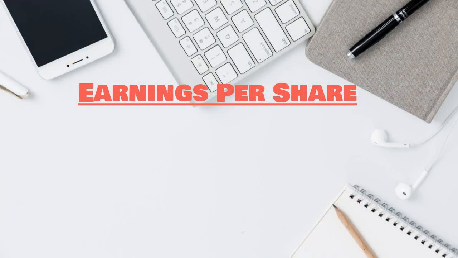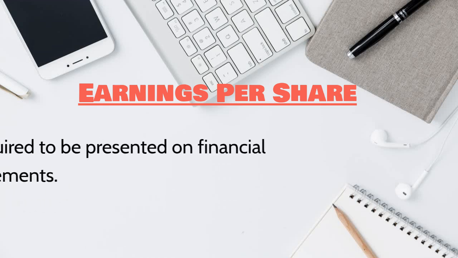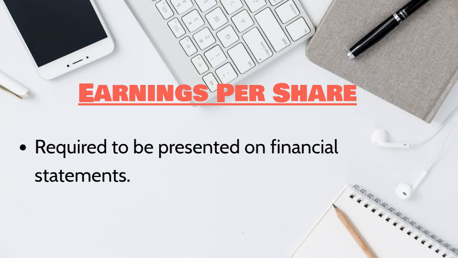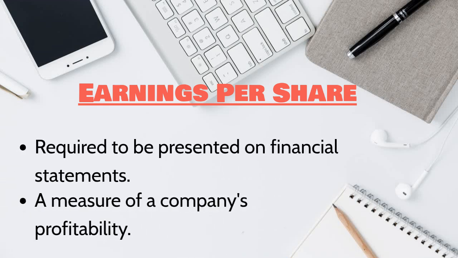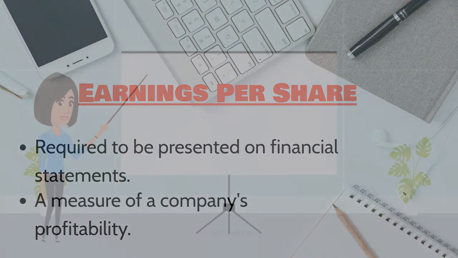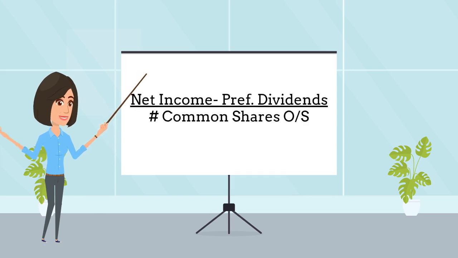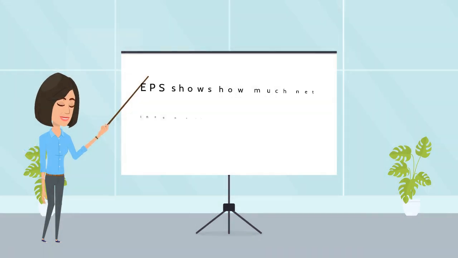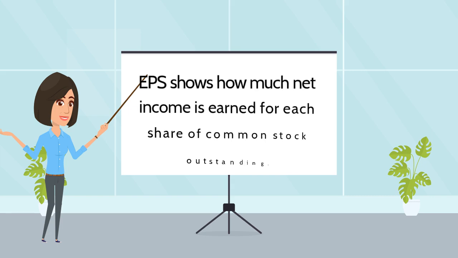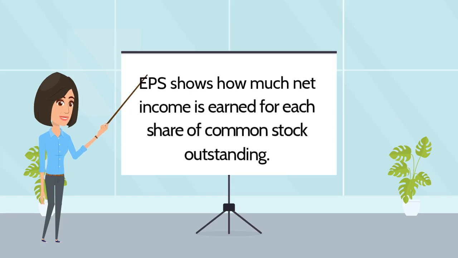Earnings per share. Earnings per share is a financial analysis measurement that is required to be shown on a public company's income statement and is a basic measurement of a company's profitability. The formula for earnings per share is net income minus any preferred dividends divided by the number of common shares of stock outstanding. Earnings per share shows us how much net income is earned for each share of common stock outstanding.